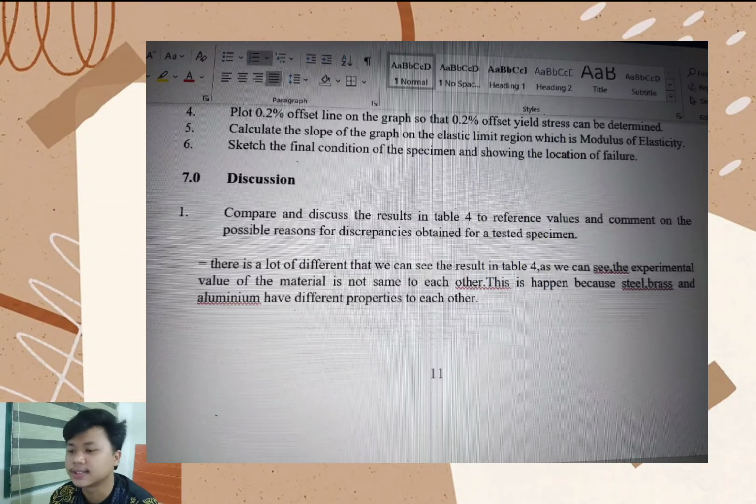Okay, for the discussion, the first question is compare and discuss the result in table 4 to reference value and comment on the possible reason for the discrepancies obtained for a tested specimen. So the answer is there is a lot of difference that we can see in table 4. As we can see, the experimental values of the materials are not the same as each other. This happens because steel, brass, and aluminium have different properties from each other.